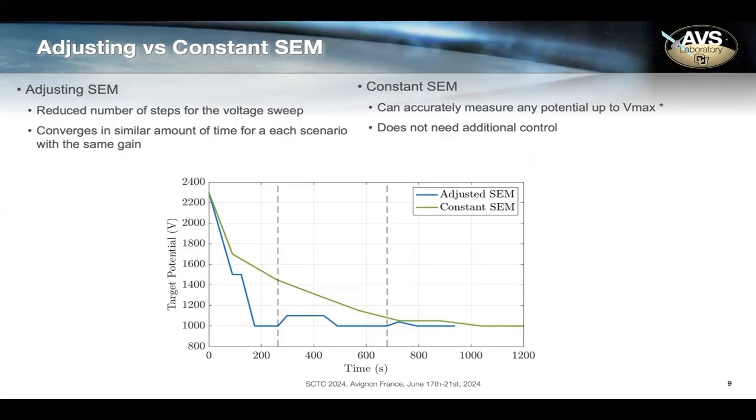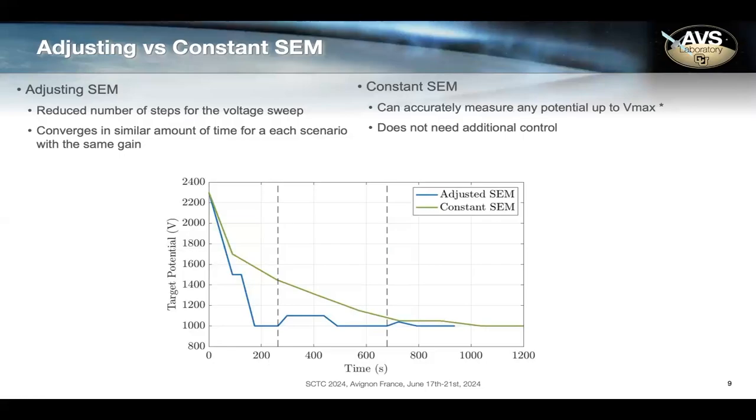So with a voltage range of 0 to 2,500 volts, if the target jumps from 800 to 1,500 volts, the constant secondary electron method will be able to measure that. While with the adjusting secondary electron method, once the control converges, the voltage range is only about plus or minus 100 volts, so we can't accurately measure any potential outside that range.